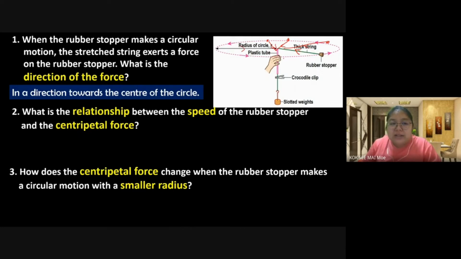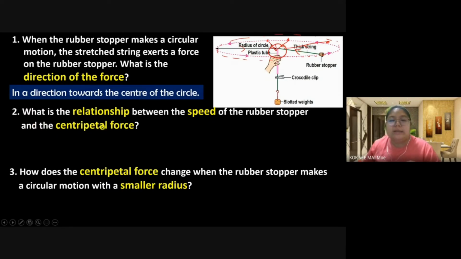How about the direction? The direction is moving in a whole circle. Okay, the rubber stopper is moving in a circle. Centripetal force goes to the center. In any circular motion, when you turn, all the force must go to the center. So this one we call the center of the circle.